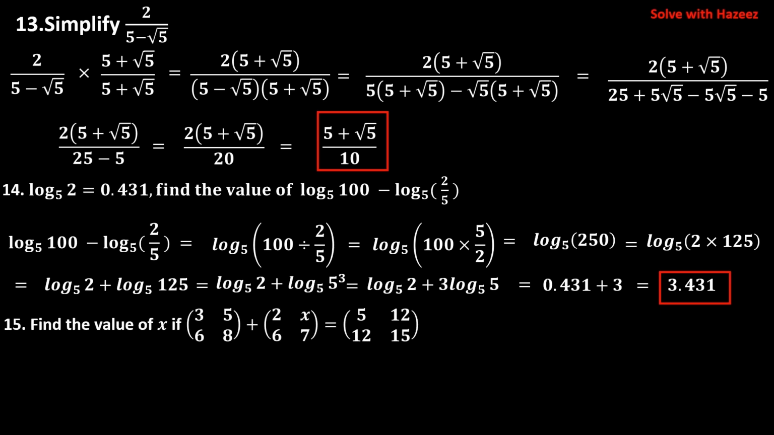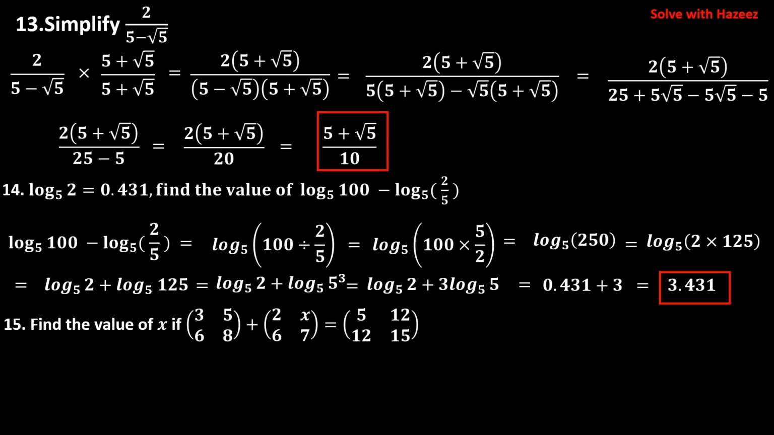So moving up to number 15, we have find the value of x if the matrix 3 5 6 8 plus 2 x 6 7 is equal to 5 12 12 15. This question number 15 is coming from matrices, and a matrix is seen as a rectangular array of numbers in rows and columns. So an arrangement of numbers in rows and columns is what we call matrices, or matrix in singular form.